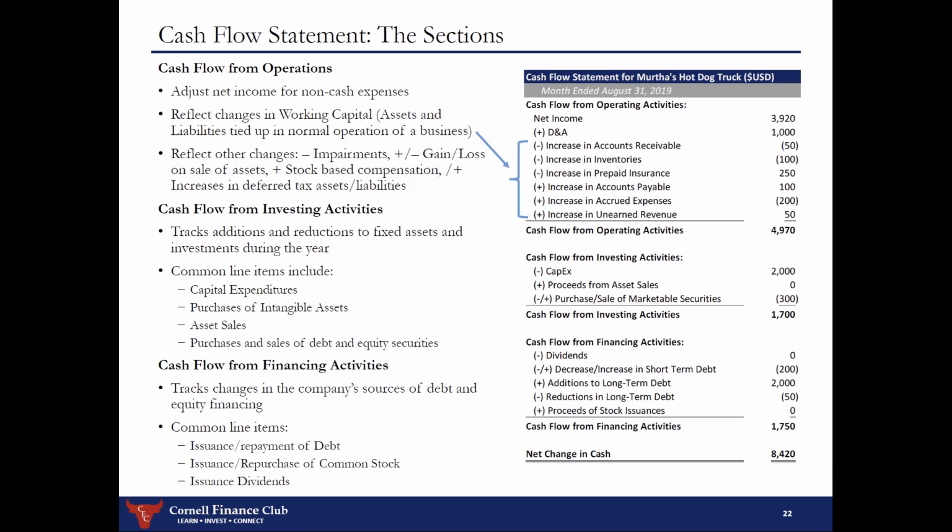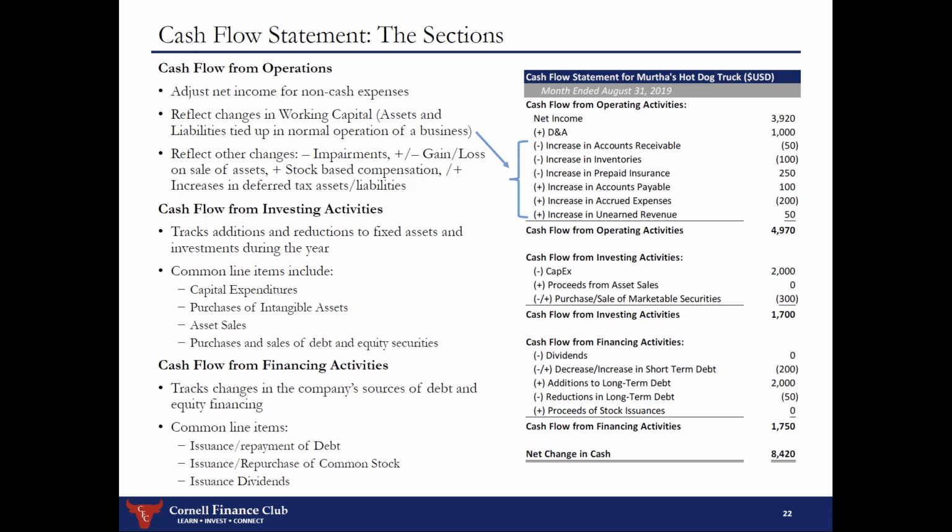Next is the cash flow from investing activities. This just tracks additions or reductions to fixed assets and investments during a year. Common line items include CapEx, which is capital expenditures, the amount of money you spent on your property, plant, and equipment. Purchase of intangible assets, the intangible flip side to capital expenditures. Proceeds from asset sales or loss from asset sales, and then purchases and sales of marketable securities.